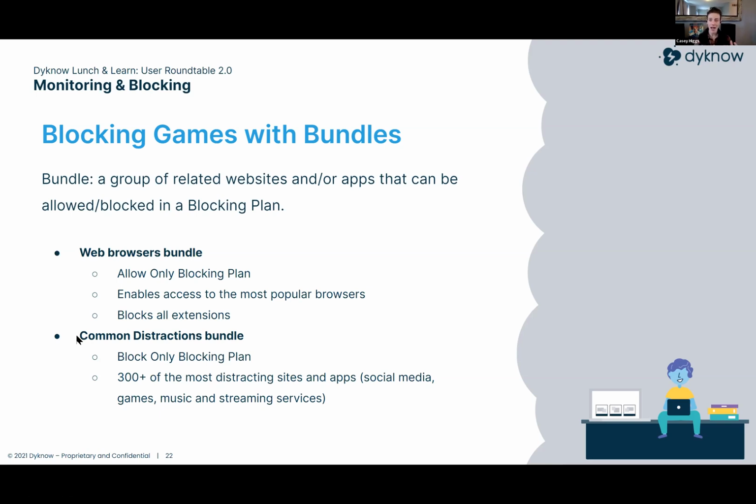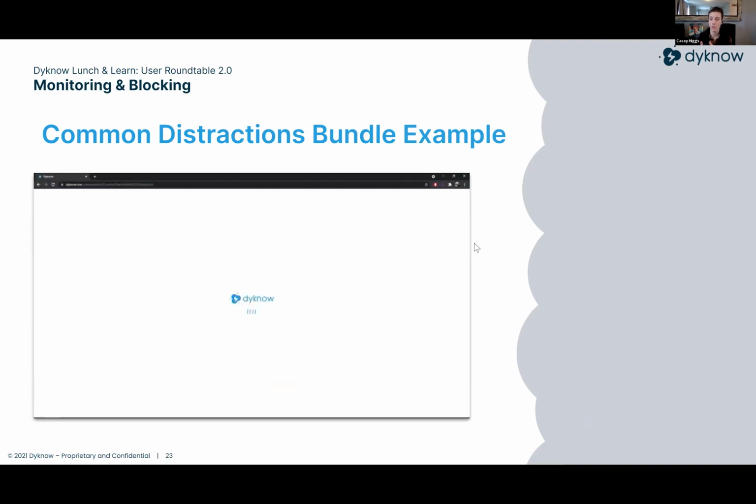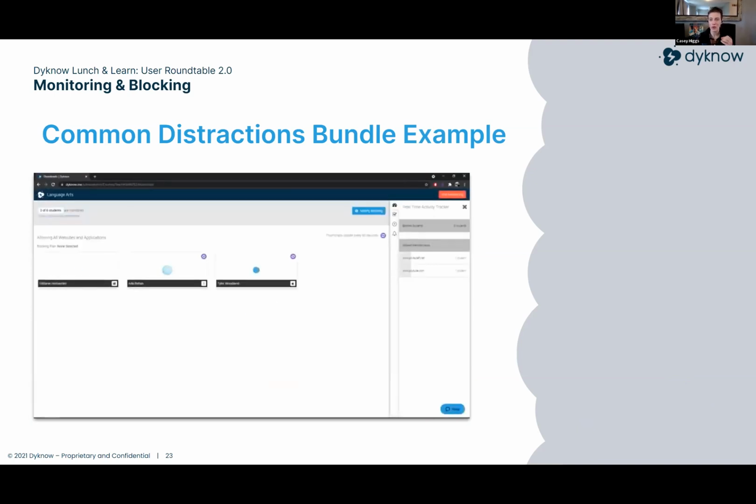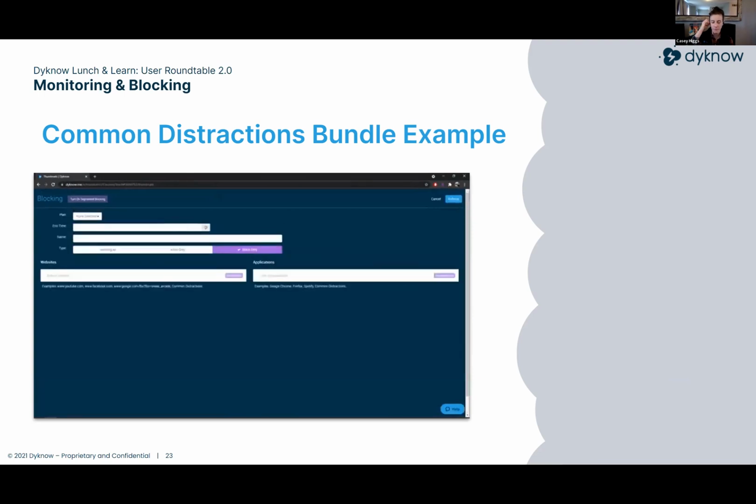And when I say the most distracting, I mean our product development team scoured all kinds of Dyno accounts and blocking plans to see what the most commonly blocked things were. Students most commonly accessed games, music, networks, etc. So definitely use the bundles. My next slide here does show a video, that quick example of how you would add the common distractions bundle to a blocking plan. Again, because it includes both websites and applications, it really doesn't matter which field you're entering it into when you enter it into a block-only blocking plan, because it will automatically populate in both.